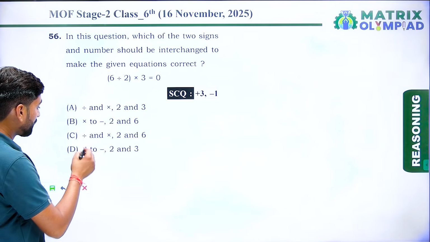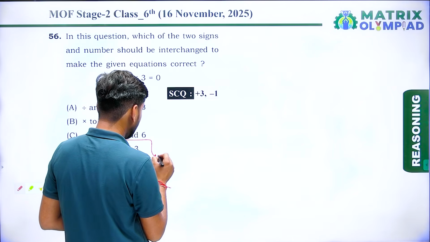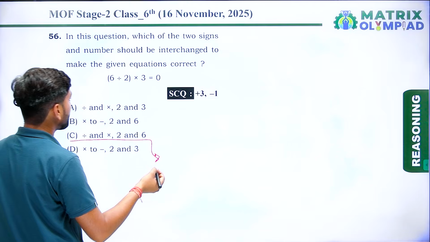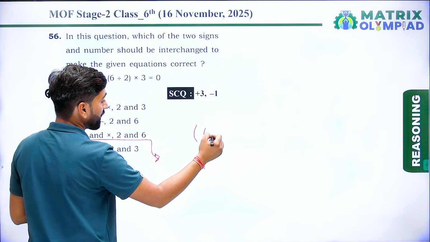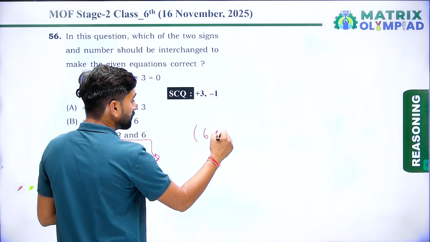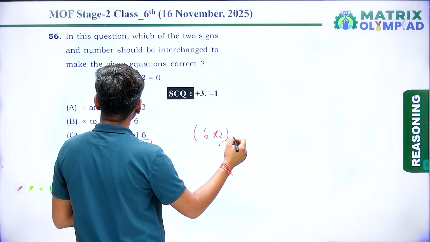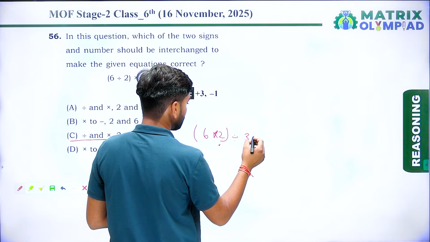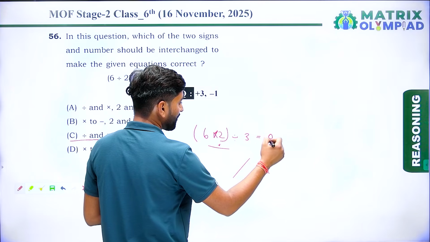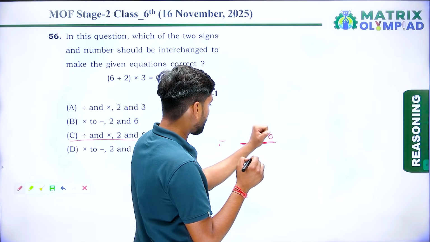Now let's check option C. If we check option C, it is also not going to be correct. Let's check. If we interchange the divide with the multiply, we get 6 multiplied by 2 and divided by 3. If we solve this equation, we will not get 0. LHS and RHS are not equal to each other.